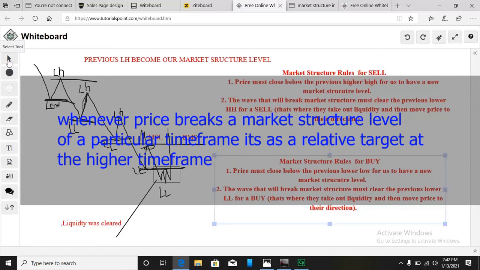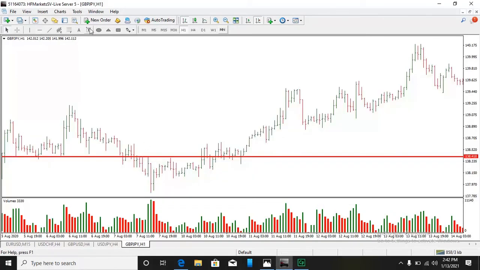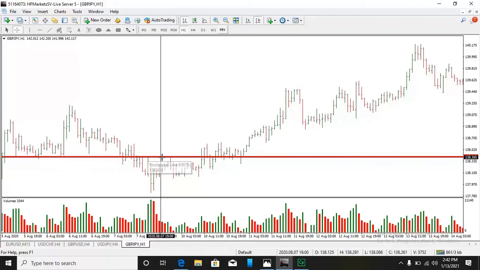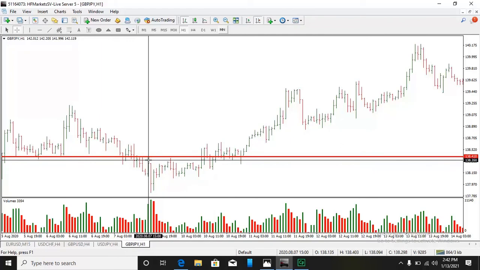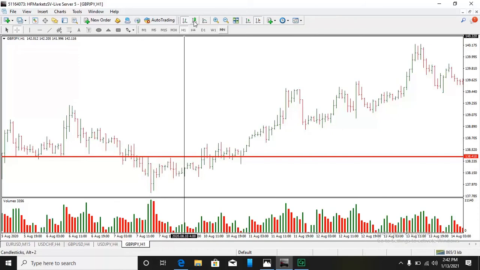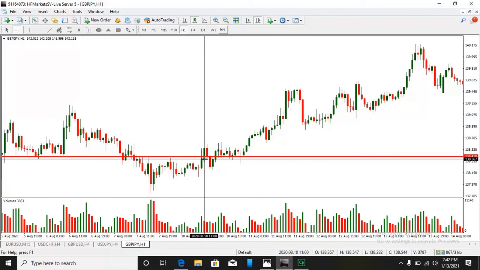I repeat, whenever price breaks the particular level, for example, let me look for an example here. Now, we have our market structure level here, at this particular zone, you can see my cross here. Now, when price breaks this level, it breaks the level at this place. When considering the break of market structure, we are looking at the body of the candle. Let me turn to candle because of the newbies. This particular bar here gives us the break of market structure.